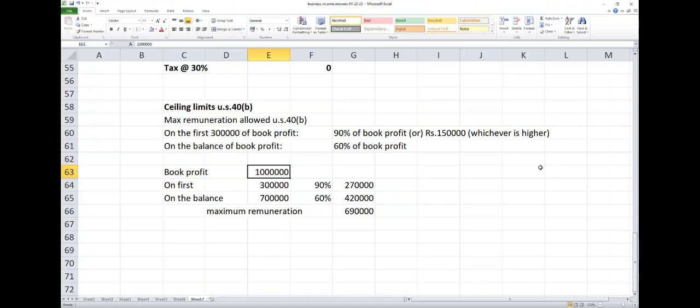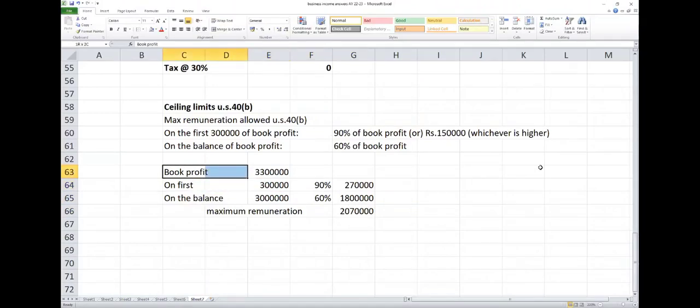If a partner has given a loan, the firm will pay interest, which they will debit to P&L, and the profit will be reduced. Correct? Okay, sir. Now students, the book profit I'll change. Suppose book profit is 33 lakhs. What is the maximum remuneration allowed?